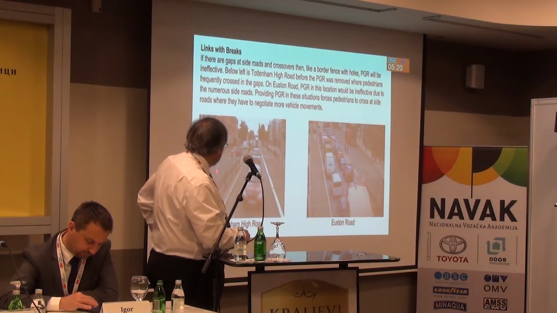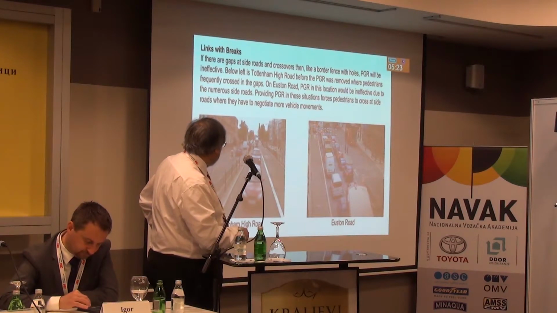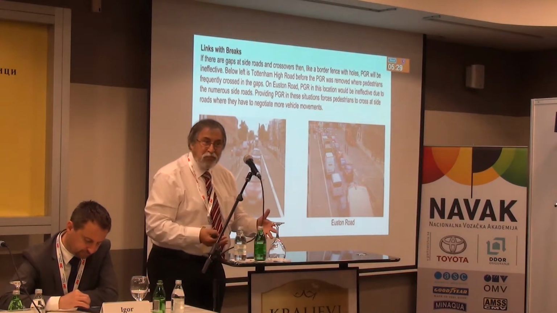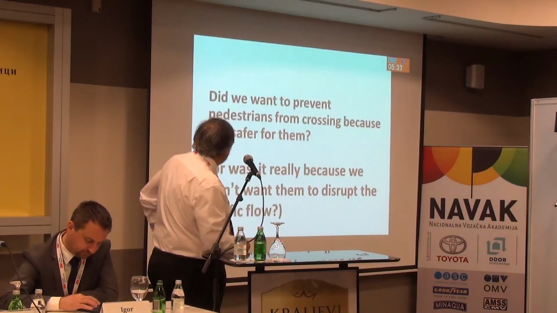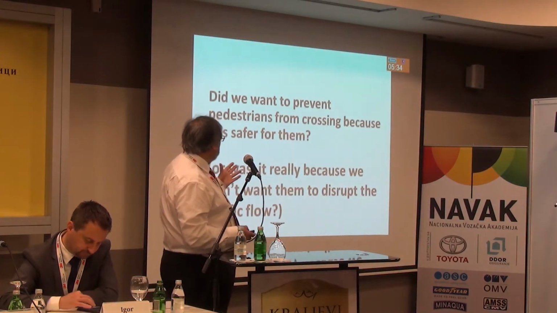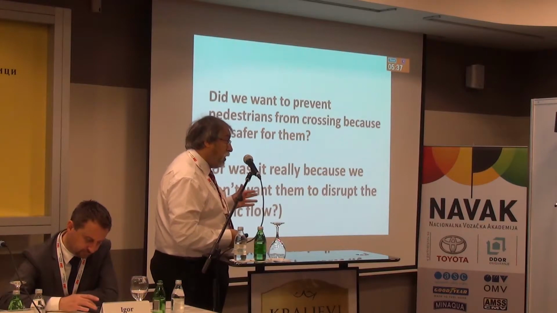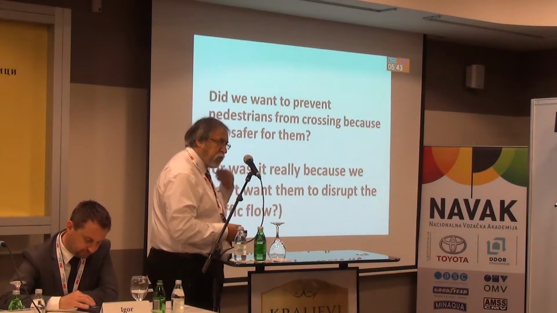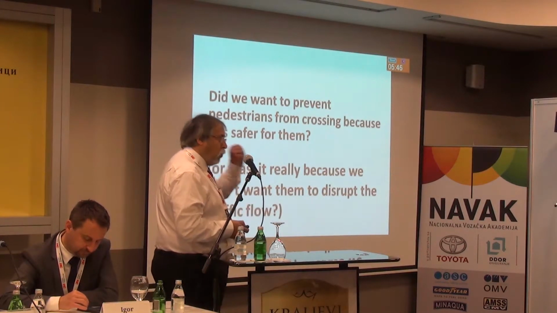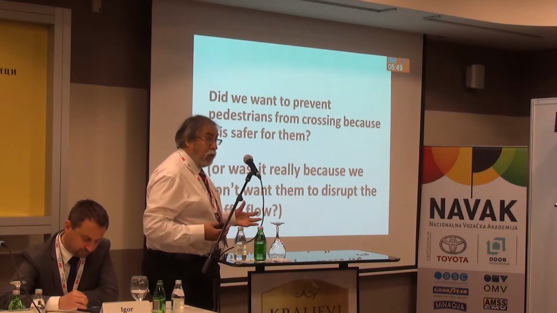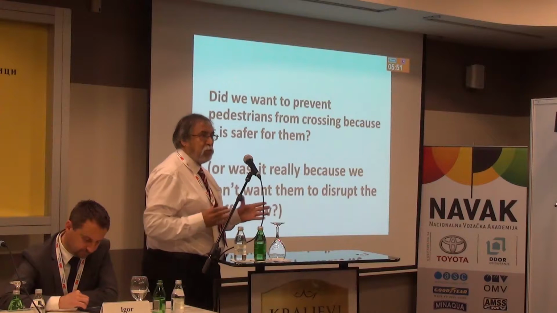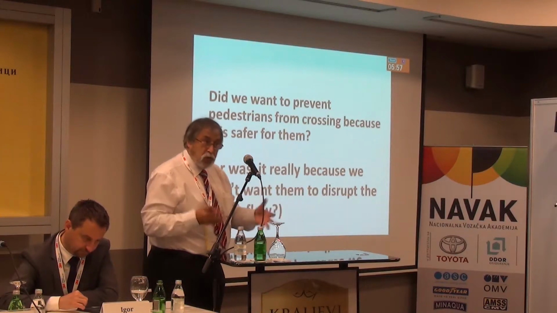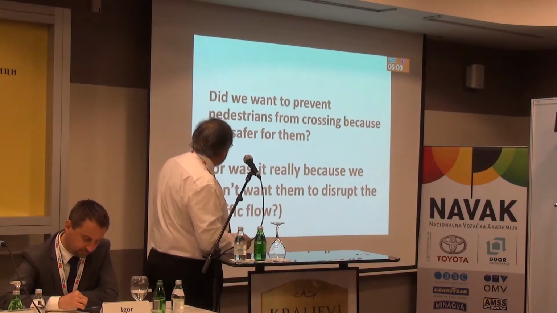And when you have fences like this, the only place pedestrians can cross is where the junctions are. You're actually bringing the pedestrians to the one place where there's most traffic, turning and going around. So again, this doesn't seem to be a good idea. Do we want to prevent the pedestrians from crossing because it's safer for them? Or is it really because we don't want them to disrupt the traffic? And that fundamental question is starting to be asked now, especially in terms of this whole idea of making the cities for people, and the fact that we want to have what they call active mobility. We want to encourage walking, cycling, and walking to public transport. This has got to be the future of cities, and not the old style.